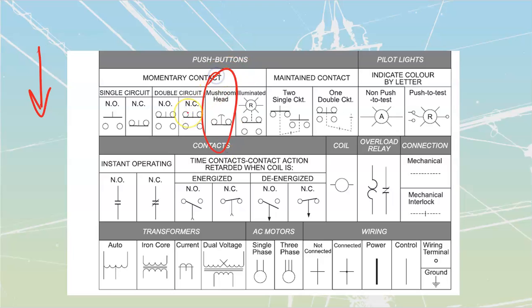Mushroom head buttons are going to be those big red stop buttons that you see that we use for emergency stops. Some cases we're going to have push buttons as well that are going to be tied to a pilot light inside of them.